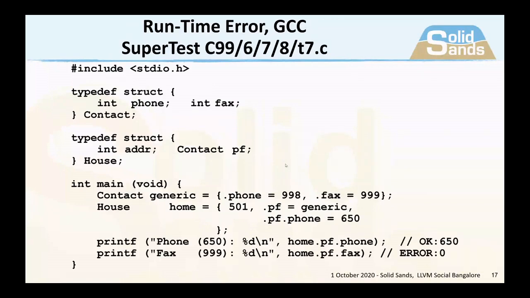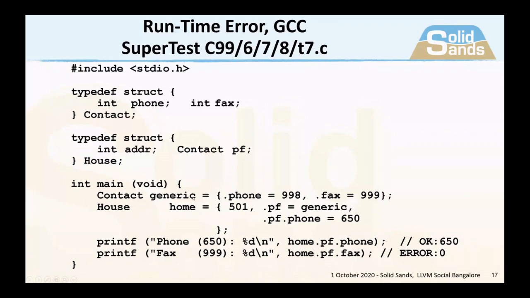Then this is a runtime error that is present in GCC, also in the latest version. And what happens here is that we have two structures. One is the contact structure, which contains a phone number and a fax number. And the second structure is a house, which contains the address, which is also a number, and which contains a contact, which is this structure here.